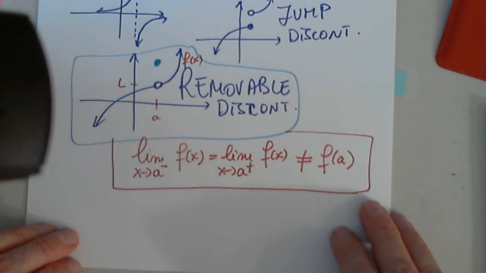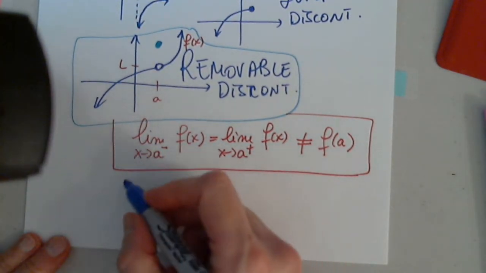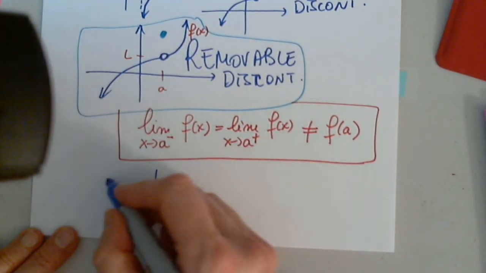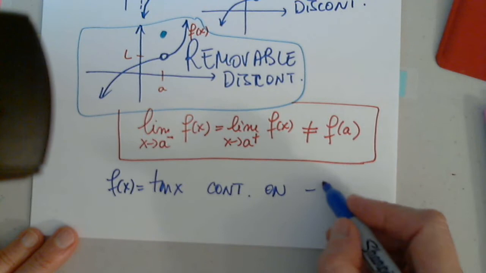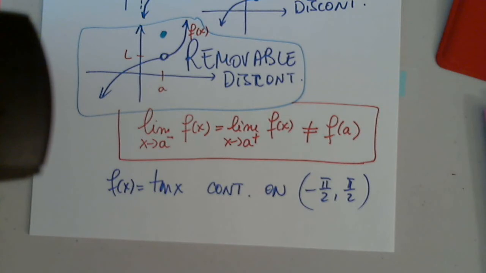But so all continuous functions have a domain of positive, negative, infinity? No. It's a very good question. So let's say f of x equals tangent x. This function is continuous on negative pi over 2, pi over 2. So when we talk about continuity, I can also restrict the domain and say the function is continuous on this. This function is not continuous on all its domain, but it's continuous on whatever.